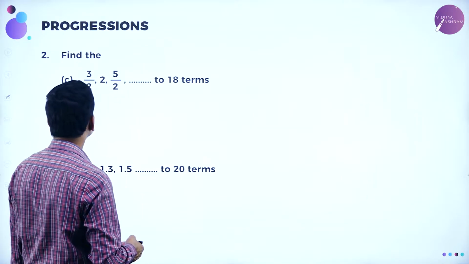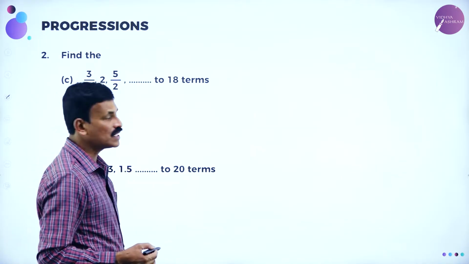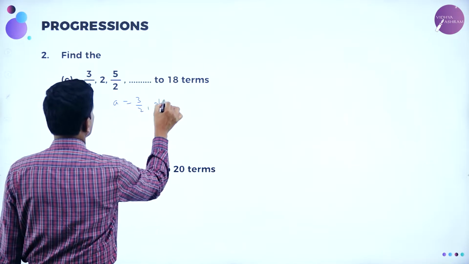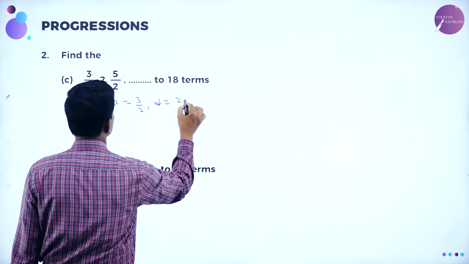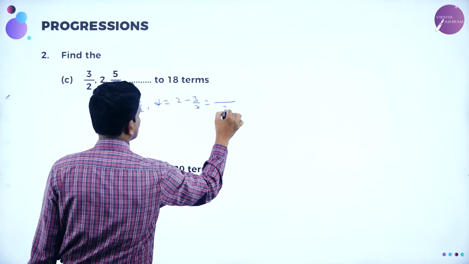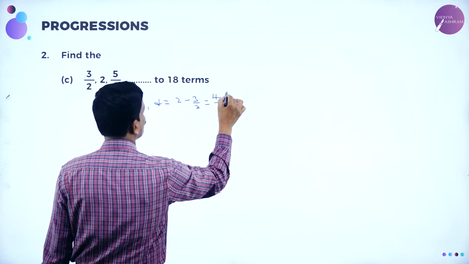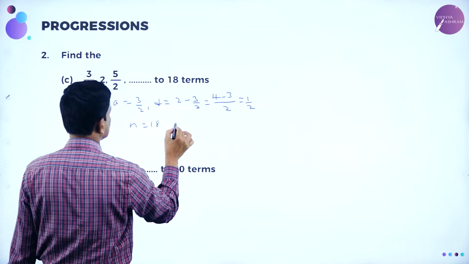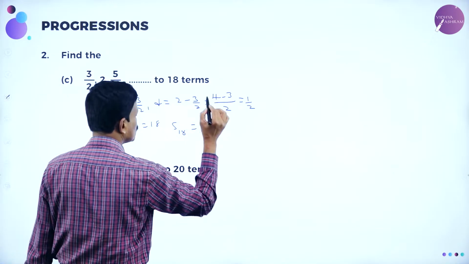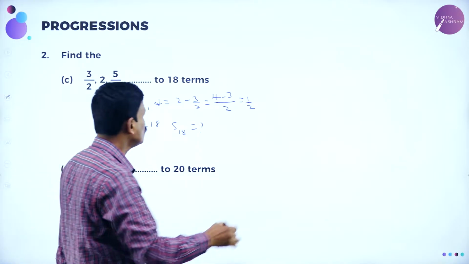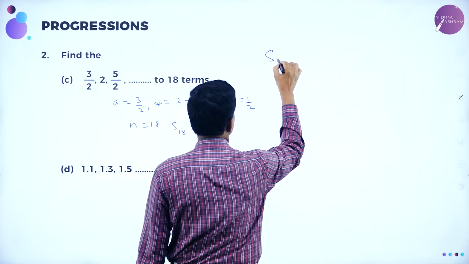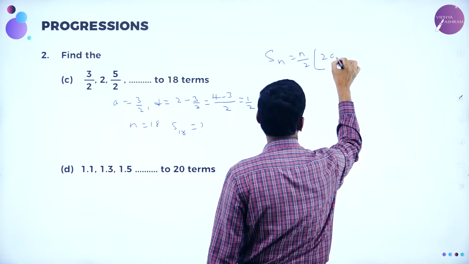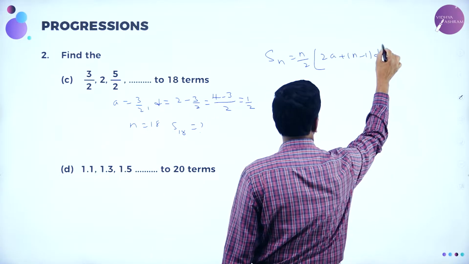Same type: find the sum of 18 terms. What is a here? a = 3/2 and the common difference d = 2 − 3/2. Take LCM, 2 is the LCM: 2 × 2 is 4, minus 3 is 1/2. What is required is S18, the sum of 18 terms. As we know the formula, Sn = n/2 × (2a + (n − 1) × d).